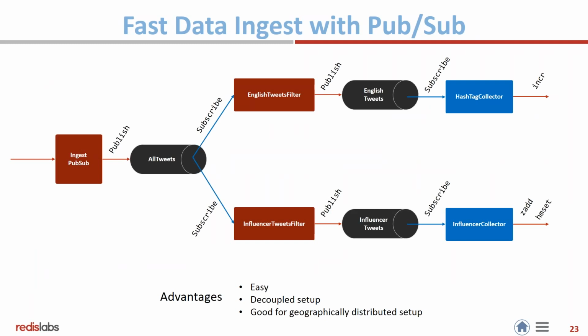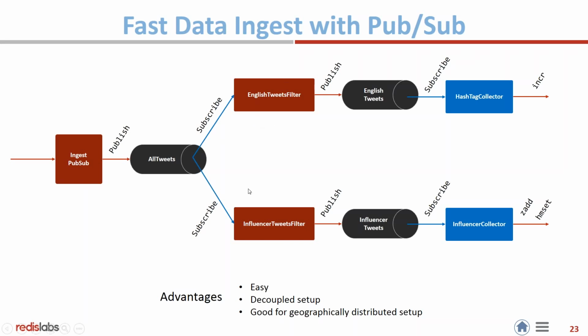Now here, I'm getting all the data from the left. If you see, I have a class called ingest PubSub that receives all the data, and it publishes all the messages. It may receive thousands of messages every second, and it pushes all the data to a channel called all tweets. Now there are two tweet filters.